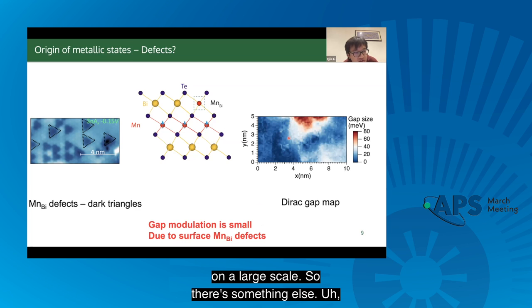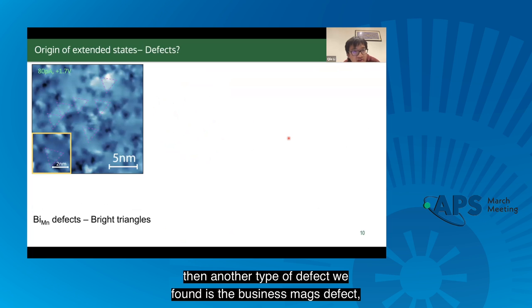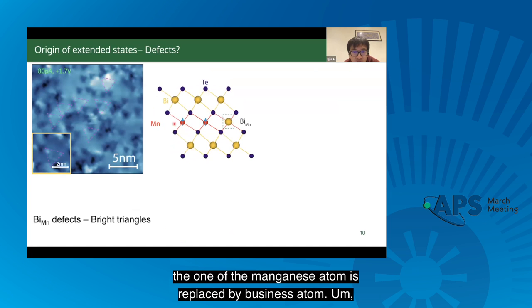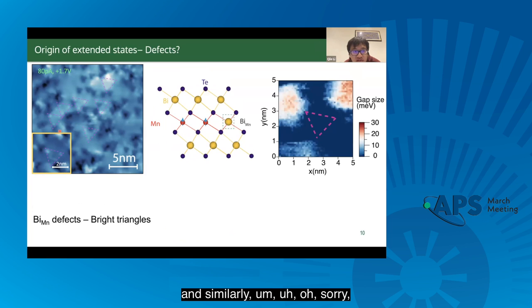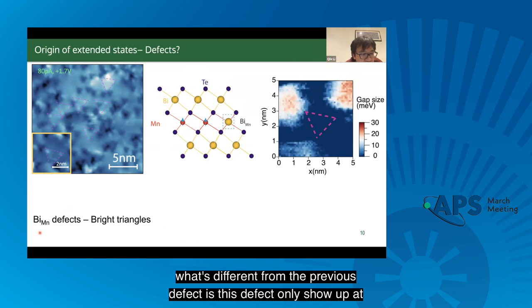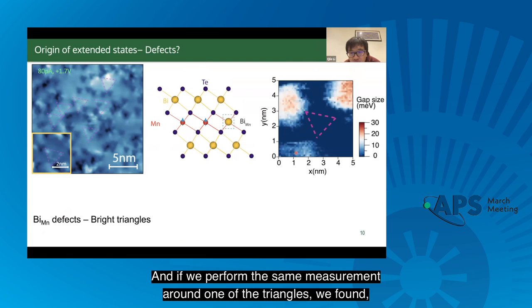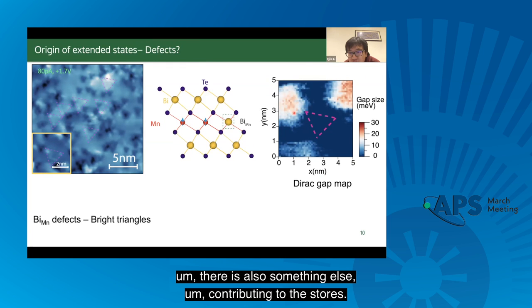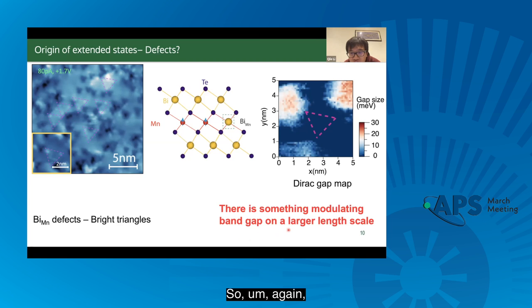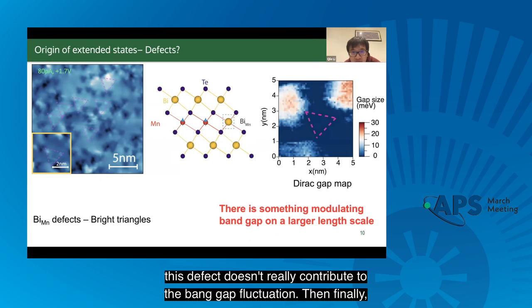So there's something else. Another type of defect we found is the bismuth manganese defect, which basically means that in the center layer, one of the manganese atoms is replaced by a bismuth atom. What's different from the previous defect is that this defect only shows up at positive bias as really bright triangles. If we perform the same measurement around one of the triangles, we found there's also something else contributing to those dots. So again, this defect doesn't really contribute to the band gap fluctuation.